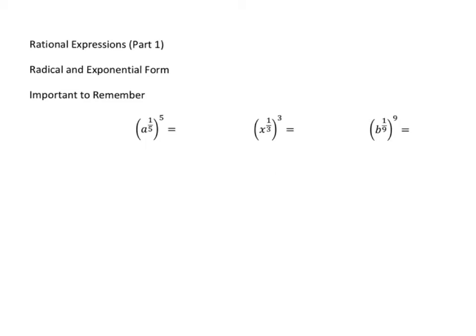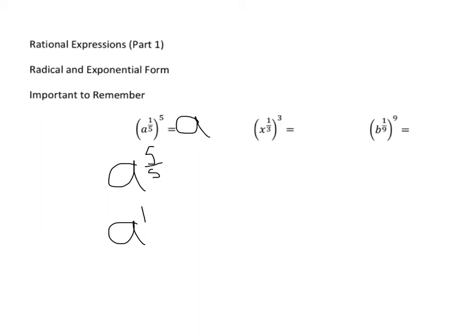An important thing to remember: if we have a to the 1/5 all raised to the 5th, we can simplify that. Whenever you have a power to a power, you multiply. So you have 1/5 times 5, which gives you 5/5, which is the same as saying 1. So a to the first power is just going to be a.